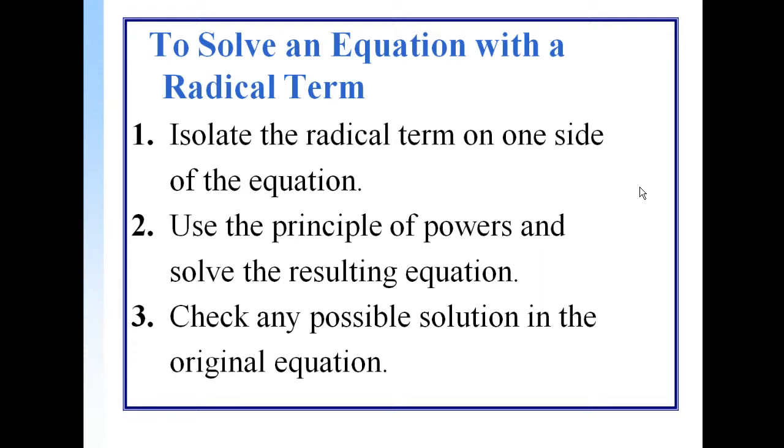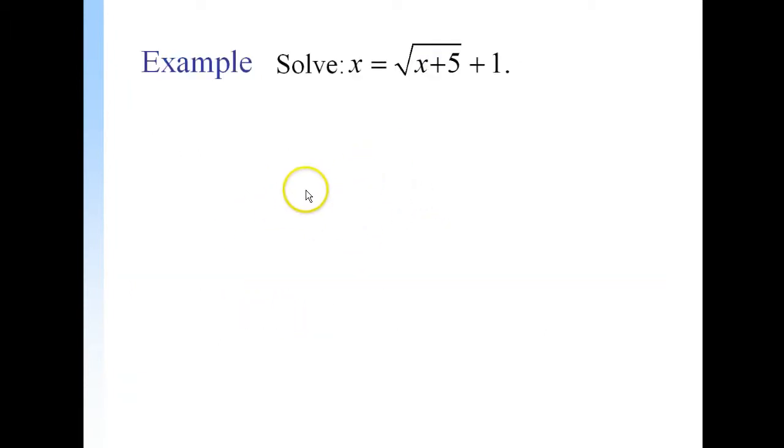So here are the steps. Again, isolate the radical, raise it to the power of the index number, and then check. Okay, so we'll do this one. So we want to isolate the radical. So it's over on this side. So we get x plus 5. Going to transpose this to the other side, and that gives us x minus 1. Okay? We've isolated the radical.